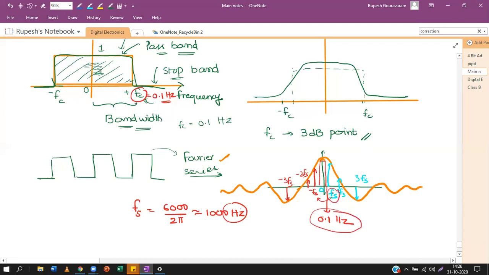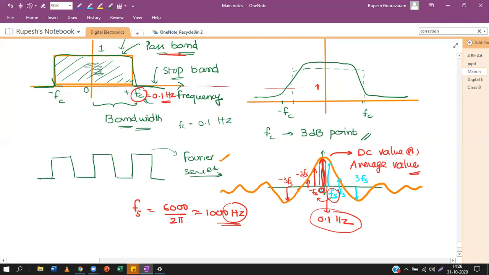And the first Fs will not occur because it is 1000 hertz. So suppose Fc is 0.1 hertz. 1000 hertz is way out here. It is outside the pass band. So it will not be allowed in a low pass filter. So what will occur in a low pass filter? Zero frequency will occur. Only zero frequency is between minus Fc and plus Fc. So our Fourier series also has zero frequency. Zero frequency is what? A DC value, direct current value, or the average value.